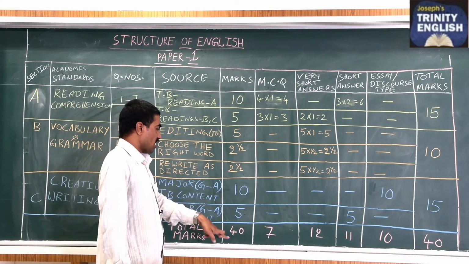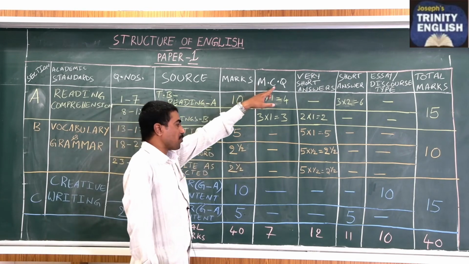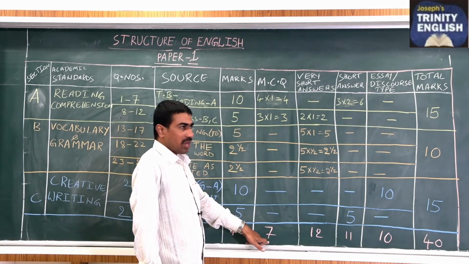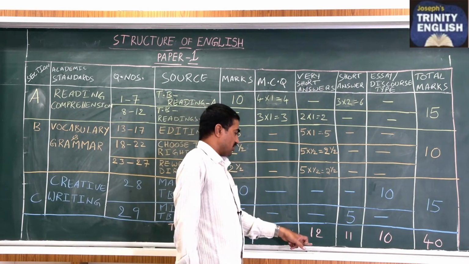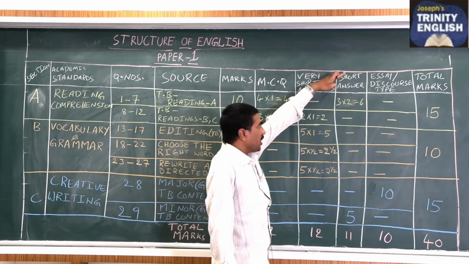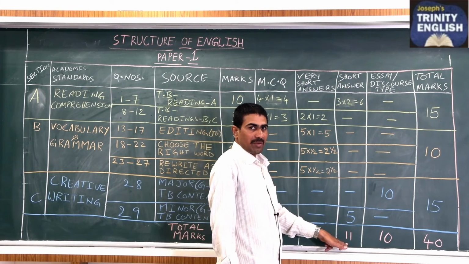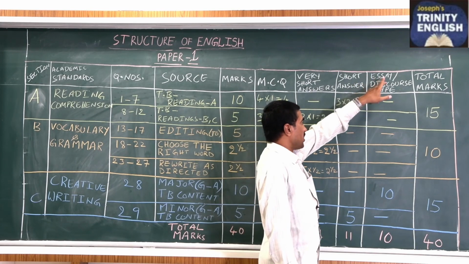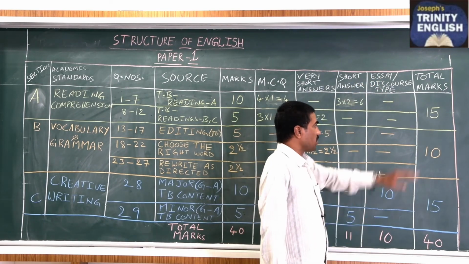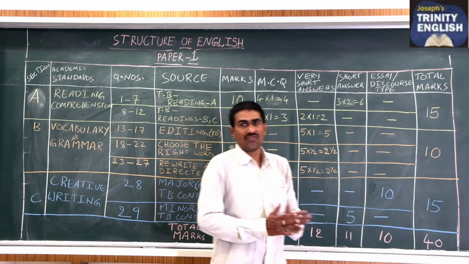And if you come down, we have the complete total marks for this paper 1. Here total marks are 40. Under multiple choice questions we have 7 marks, and very short answer questions we have 12 marks, and under short answer questions we have 11 marks, and under essay or discourses we have 10 marks, and totally we have 40 marks.